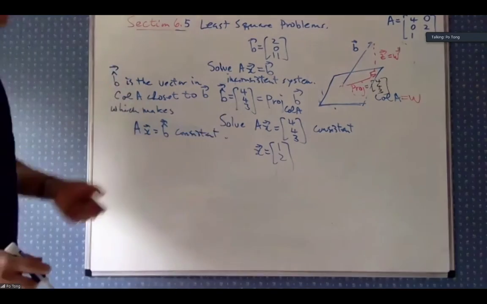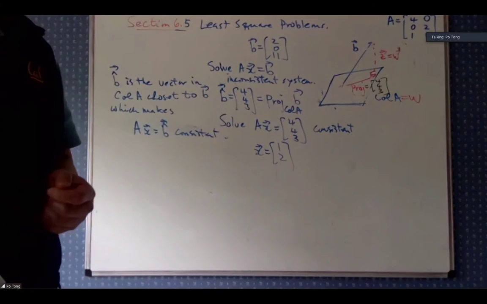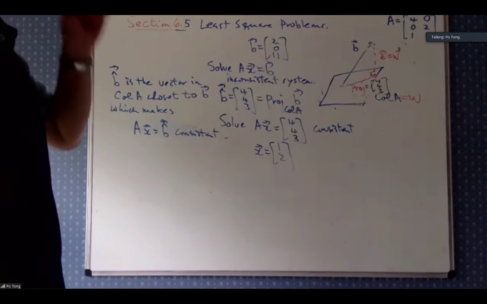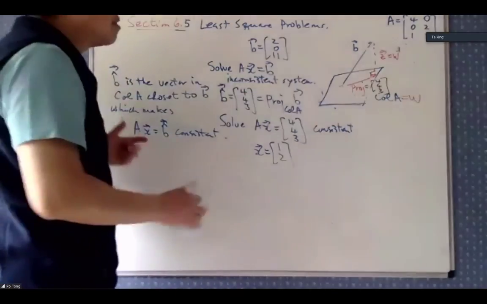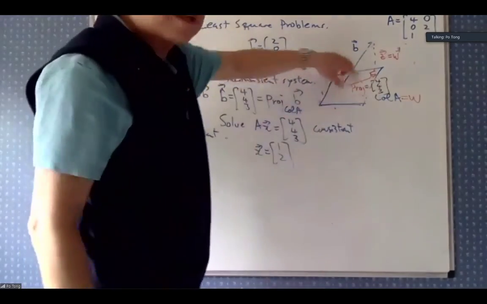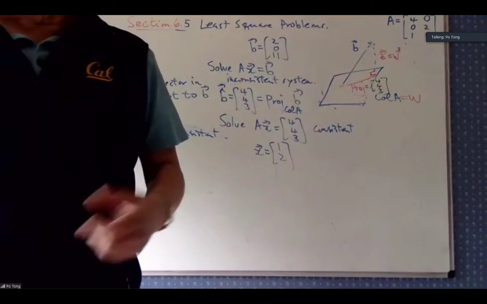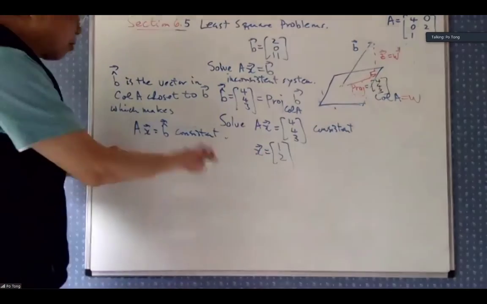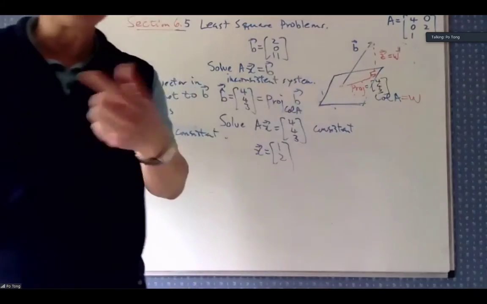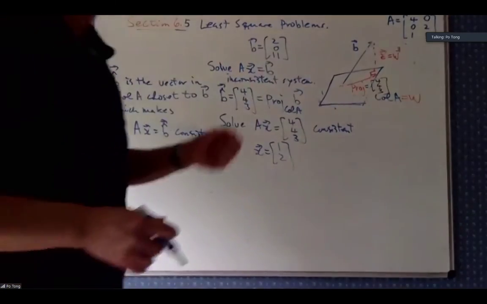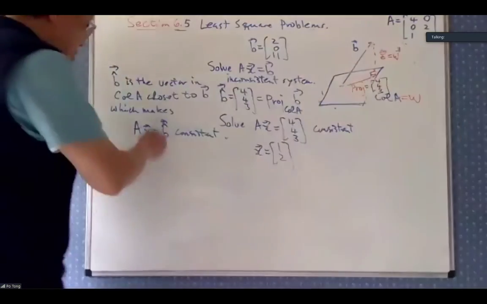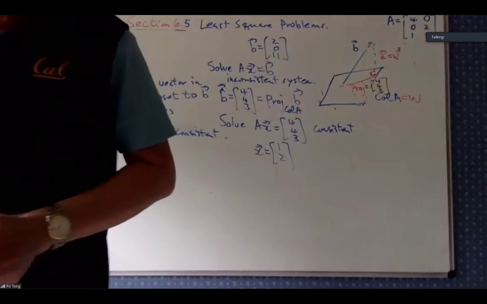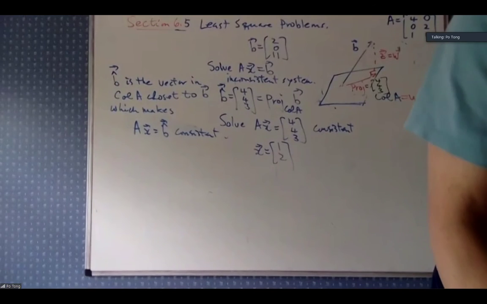So among every single vector in the column space of A, there are many vectors in the column space of A. Of course, each of those vectors will make AX equal to that vector consistent, because that's the definition of column space. The one that is closest to this original vector B is the B hat, which is the projection. Any questions so far?